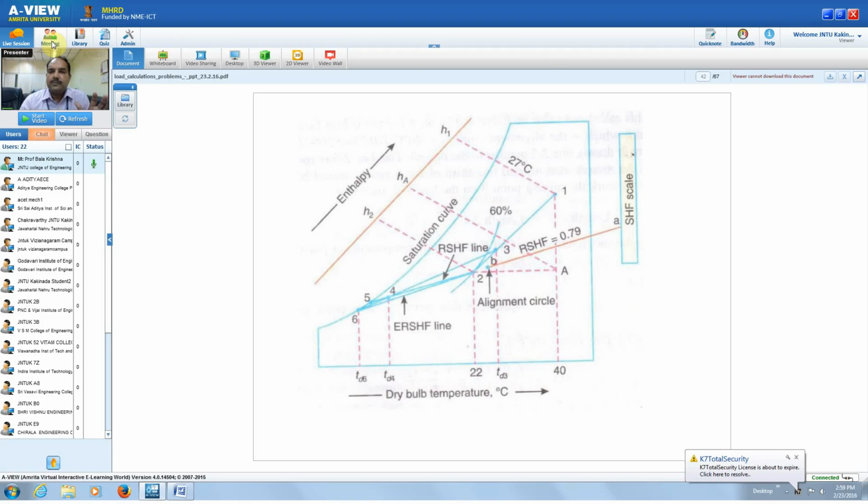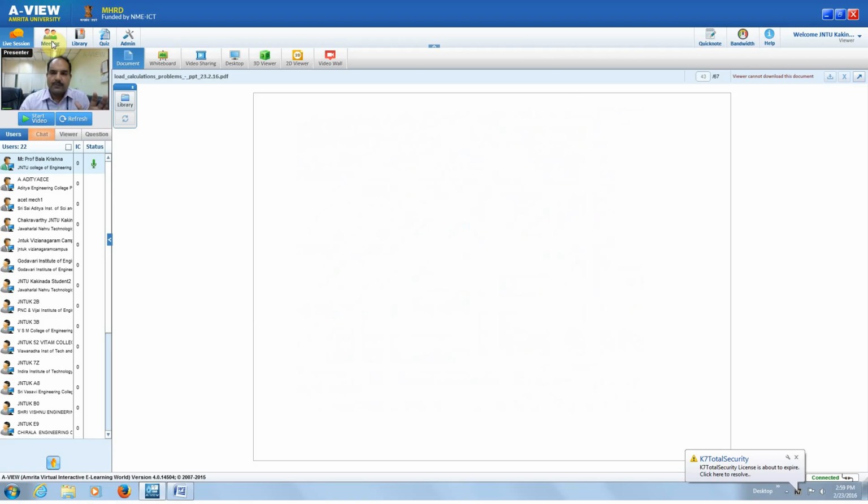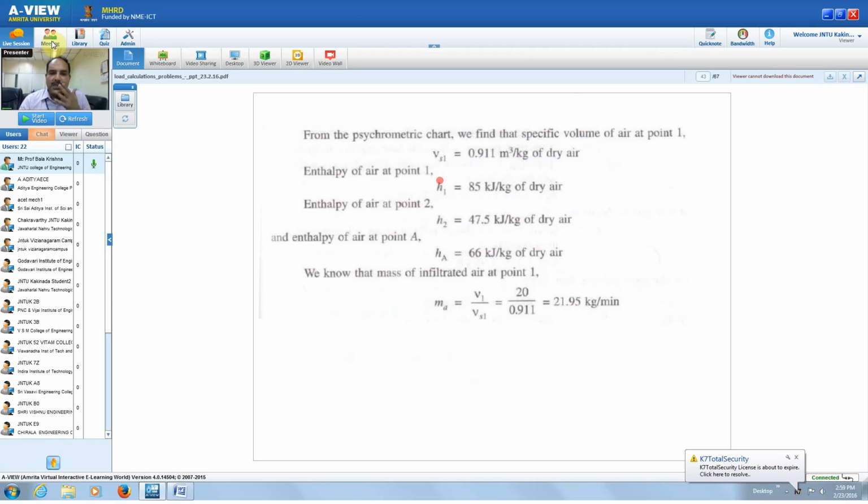From the psychometric chart, we find the specific volume of air at point 1, that is 0.911 meter cube per kg of dry air, and the enthalpy is 85 kilojoules per kg of dry air. At point 2, enthalpy is 27.5 kilojoules per kg of dry air. And enthalpy at point A is 66 kilojoules per kg of dry air.